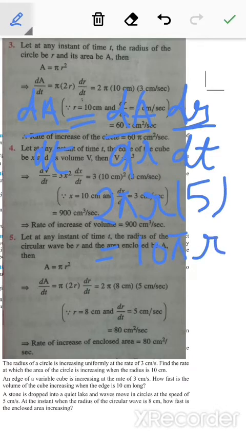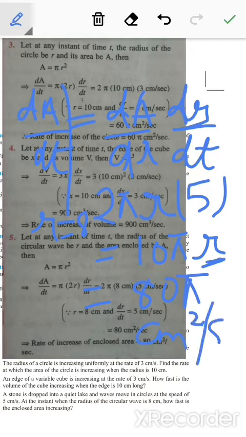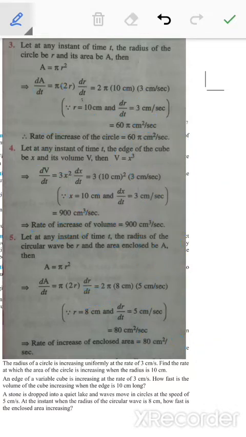And we have to find dA/dt when at an instant the radius is 8 centimeter. It means r is equal to 8. So putting the value 8 here, we will get 80 pi, right? So the unit will be centimeter square per second. This is the increase in area at an instant when the radius is 8 centimeter. I hope this is all clear to you.